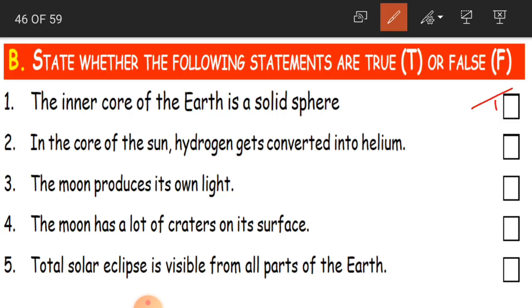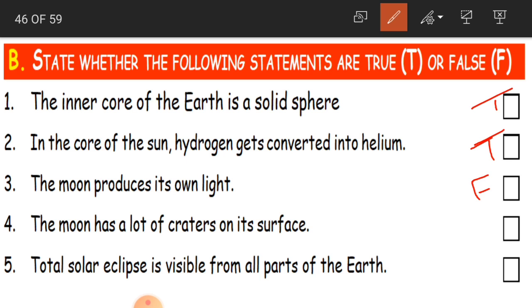In the core of the sun, hydrogen gets converted into helium. This is the second statement children. In the core of the sun, hydrogen gets converted into helium. This is also true. Third one, the moon produces its own light. No, this is false. The moon reflects the sunlight.